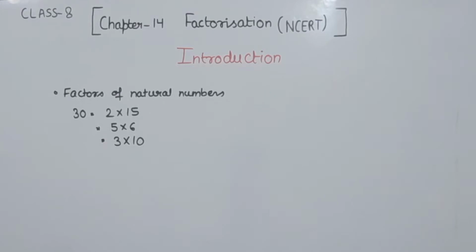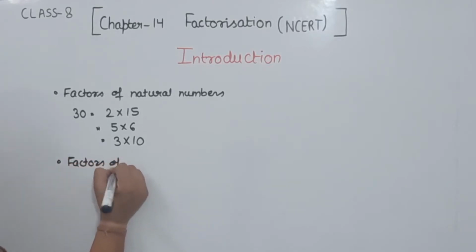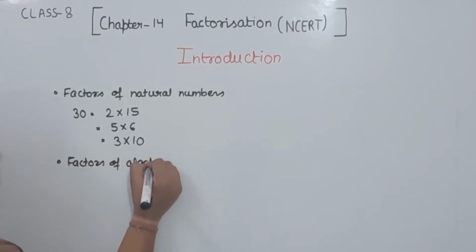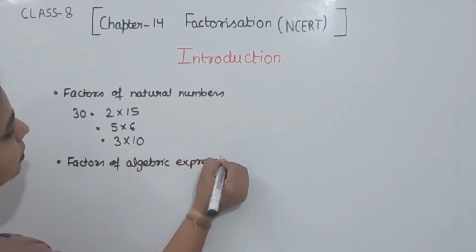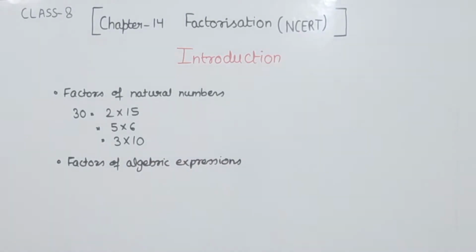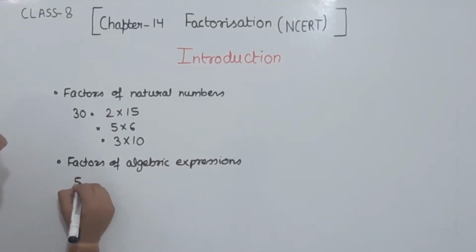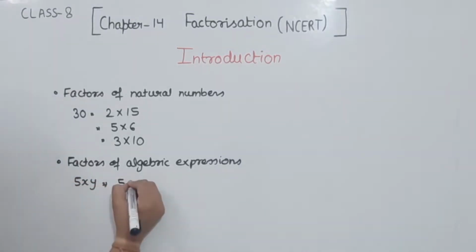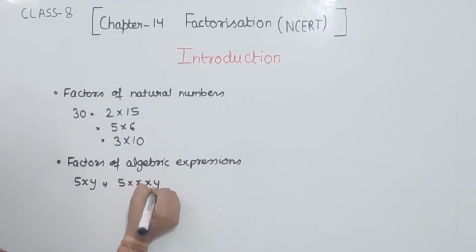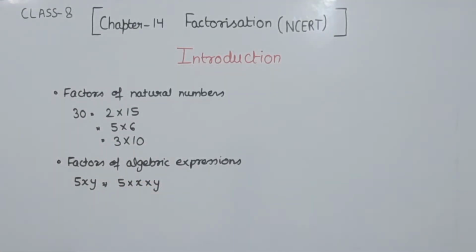Now we are going to understand the factors of algebraic expression. So I am going to write here factors of algebraic expression. So we are going to understand the factors of the algebraic expression. For that one I am going to take the example as the 5xy. Now we have to find the factors of this one. For this one I am going to write here 5 multiplied by x multiplied by y. So these are the factors we are having when we are having the algebraic expressions.